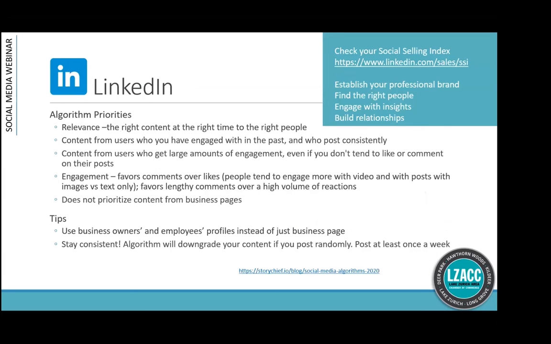Let's talk a little bit about LinkedIn. The LinkedIn algorithm also favors relevance. So it's the right content at the right time to the right people. And also content from users who have engaged with you in the past and who post consistently. And it also favors content from users who get large amounts of engagement, even if you don't like or comment on their posts. So you may see something that got a lot of engagement, even if you're not engaging with it. And then it also favors comments over likes.